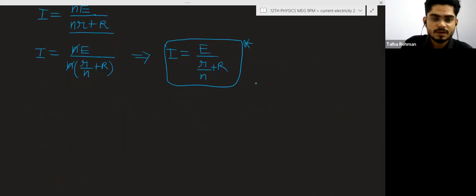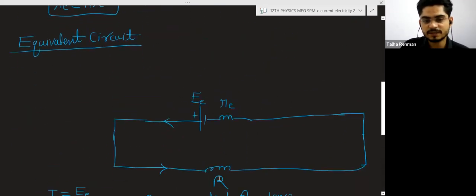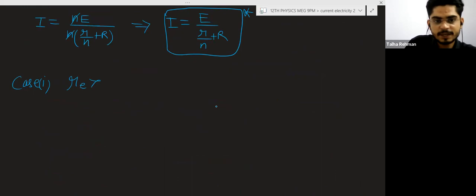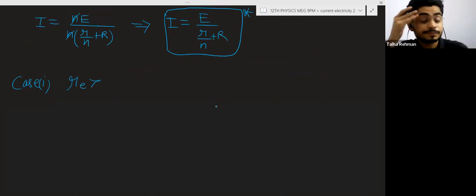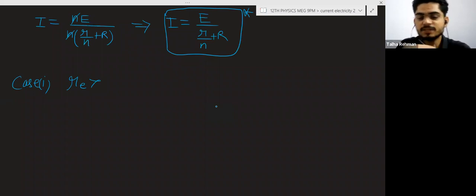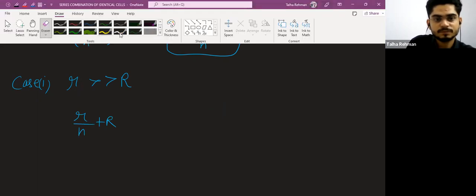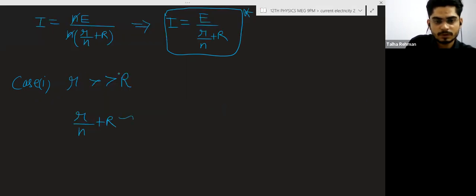Now one more thing. Case 1: we have two types of resistances here. One is external resistance R, another is internal resistance r. So if this r, the internal resistance of the cell, becomes much, much greater than the external resistance R, then you can write this R by n plus r approximately equal to r, and accordingly you will change the equation of current from here.